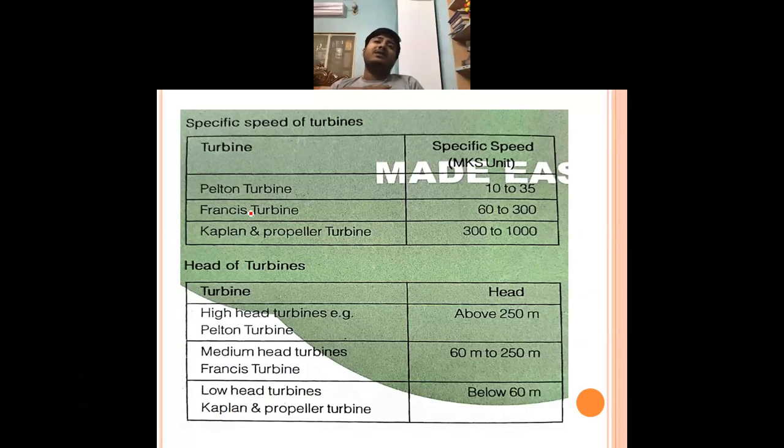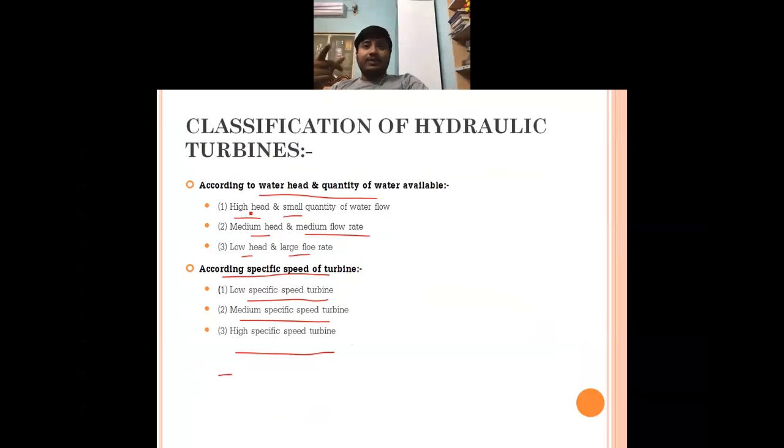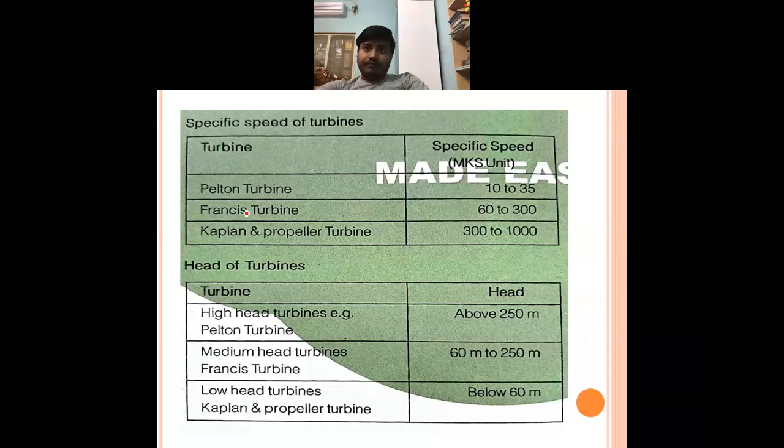Next comes classification as per the specific speed of the turbine. I have told you there is low specific speed, medium specific speed, and high specific speed. The Pelton turbine is considered a low specific speed turbine. The Francis turbine is a medium specific speed turbine, as well as a mixed flow turbine. And the Kaplan and the propeller are high specific speed turbines, or axial turbines. So these are the three categories of turbine as per the specific speed.